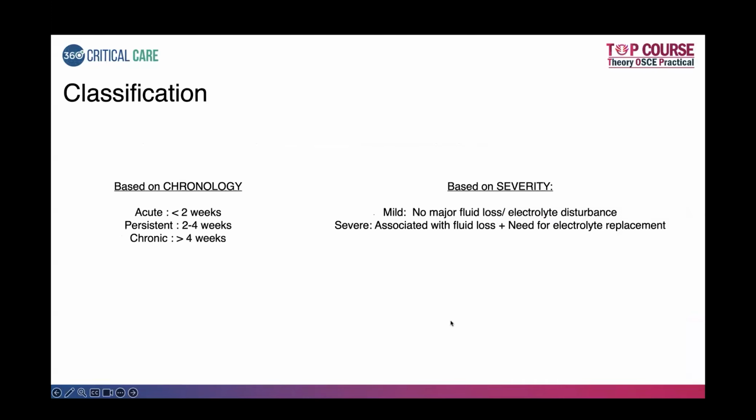So based on the chronology, it can be acute, persistent, or chronic, where acute is less than 2 weeks, persistent is 2 to 4 weeks, and chronic is more than 4 weeks. And based on the severity, it can be mild diarrhea or severe diarrhea. So mild is without dehydration or electrolyte imbalances, whereas severe is presence of fluid loss, that is dehydration, and need for electrolyte replacement.